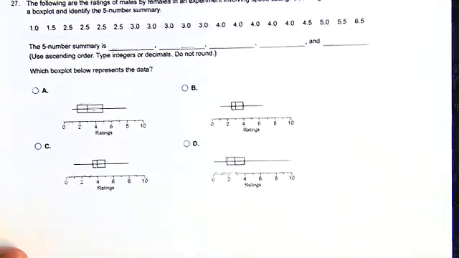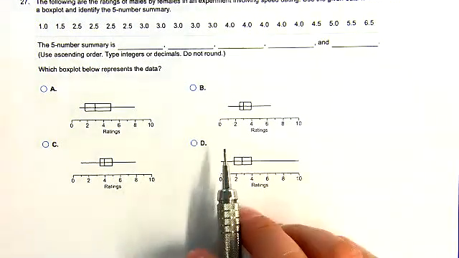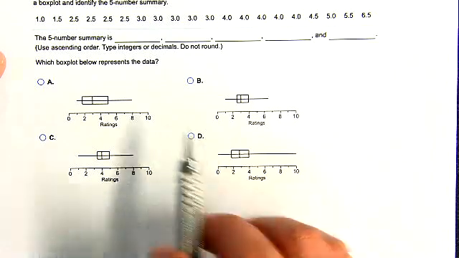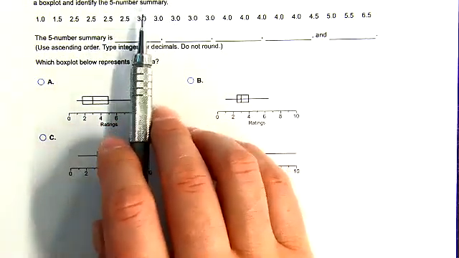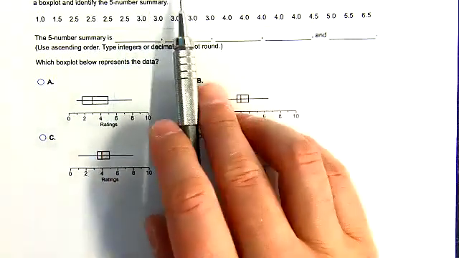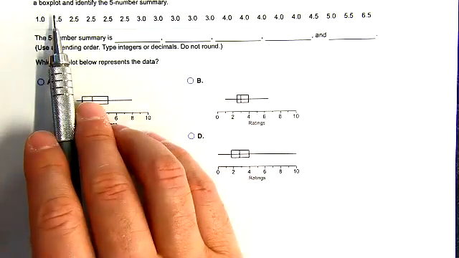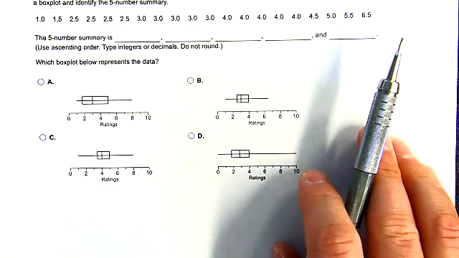The next one is pretty much the same, but there's even fewer numbers, so that's nice. But then they're just going to ask us to do one extra thing, and that is make the box plot. But we'll see that it's pretty easy to do so. These numbers are ratings that women gave men in a speed dating exercise. So it says construct a box plot and the 5-number summary.